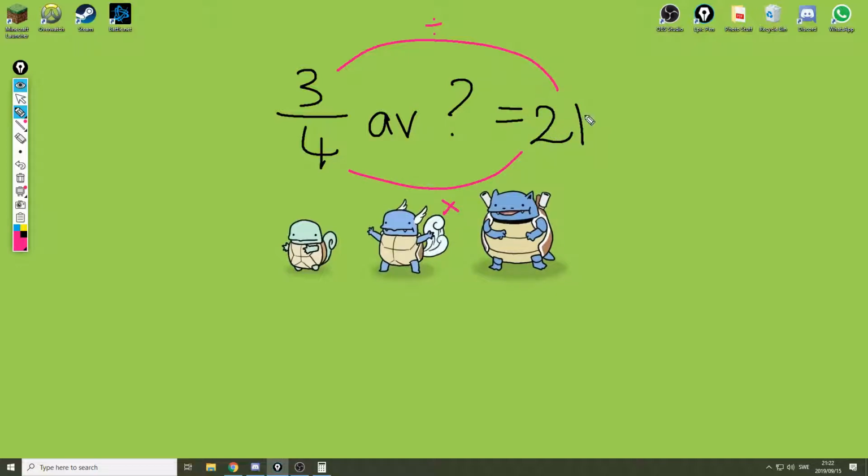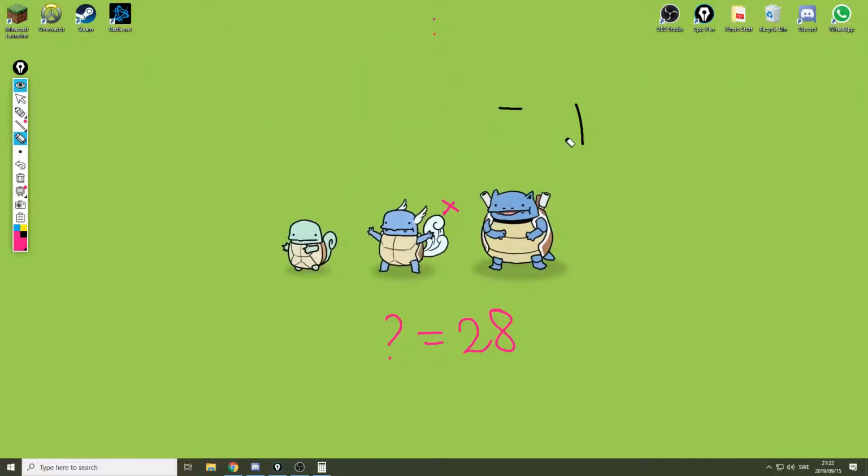So here, 21 divided by 3 is 7. 7 multiplied by 4 is 28. So the part that I'm missing here, the whole, is 28. 3/4 of 28 will give me 21. The section never really got more challenging than this, so let's move straight on from there onto interest.